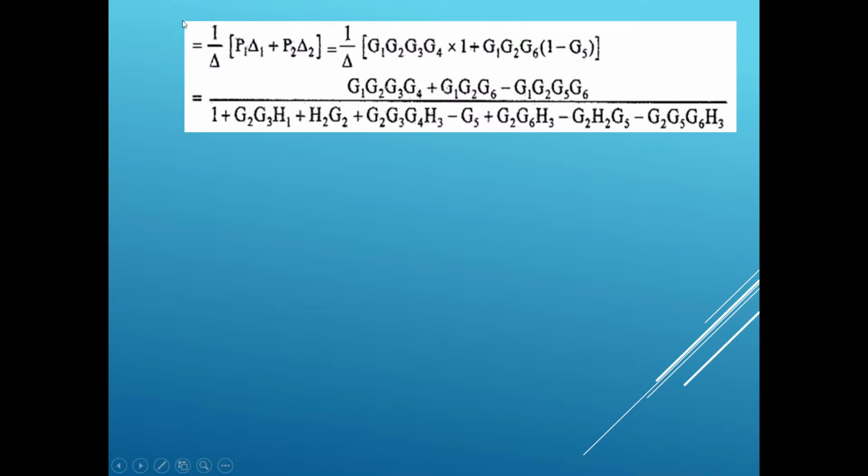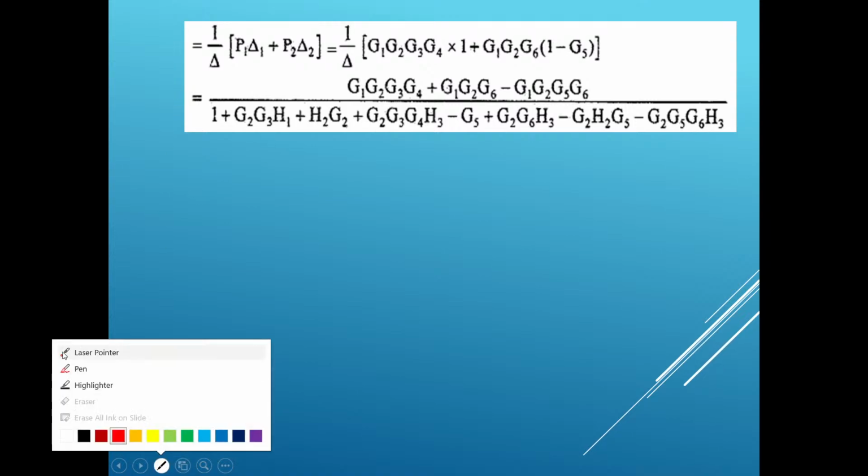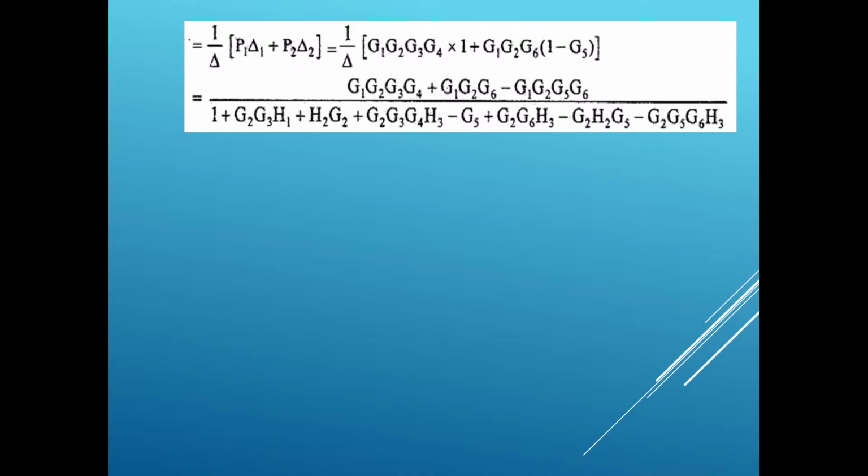So this is it. I will write T here. T is equal to what? 1 by delta into P1 into delta 1 plus P2 into delta 2. Okay, so 1 by delta into what is P1, G1, G2, G3, G4 into 1. Delta 1 value is 1. P2 is G1, G2, G6 into delta 2 value is 1 minus G5. So just substitute delta in the next equation, you will get this T. This is the transfer function for this given system.